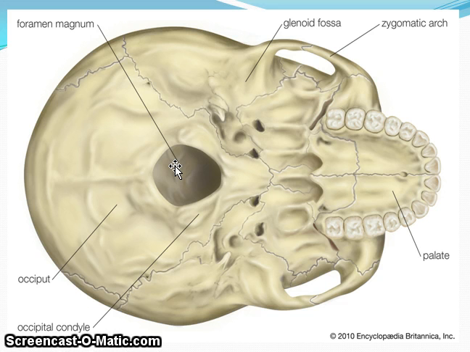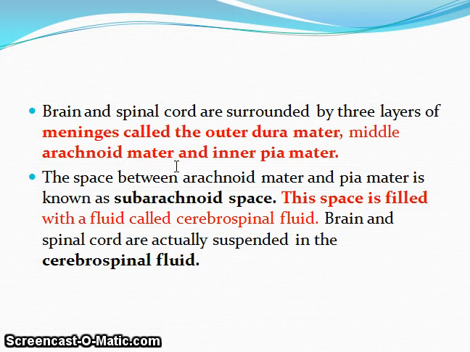Now, brain and spinal cord are surrounded by 3 layers of meninges called the outer dura mater, middle arachnoid mater and inner pia mater. You should know the names of the 3 maters. That is important from the viva point of view. What are the 3 layers of meninges called? Outer dura mater, middle arachnoid mater and inner pia mater.